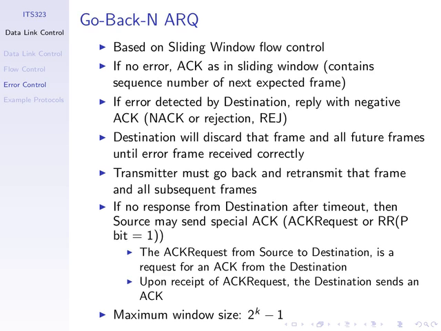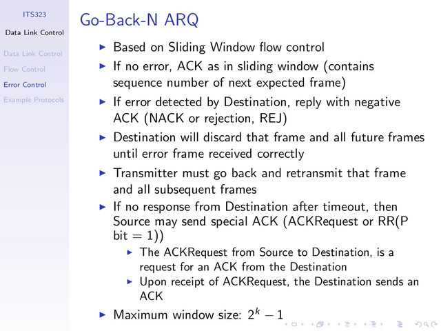If an error is detected by the destination, then it will reply with a negative acknowledgement. This is an acknowledgement saying there's been an error. Positive acknowledgement says we've received your data okay. Negative acknowledgement, or a reject message. You'll see in the diagram it uses the word reject, saying we've received some data but there's been an error. Do something about it. And this is a key difference between go back N and the next scheme.